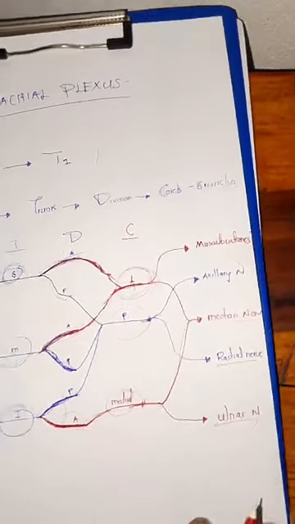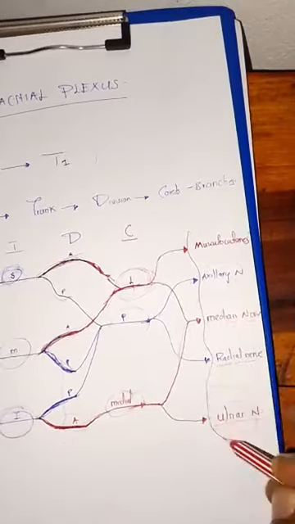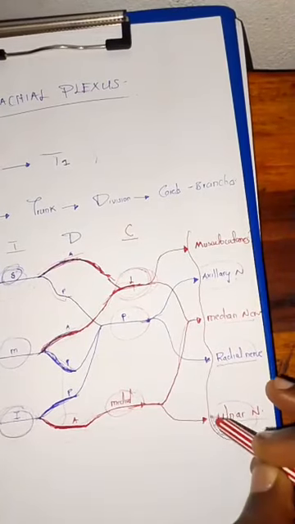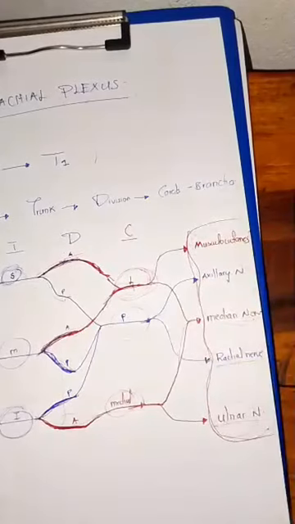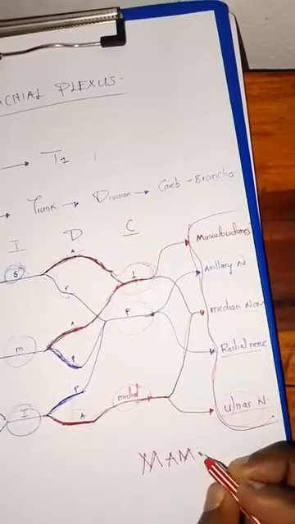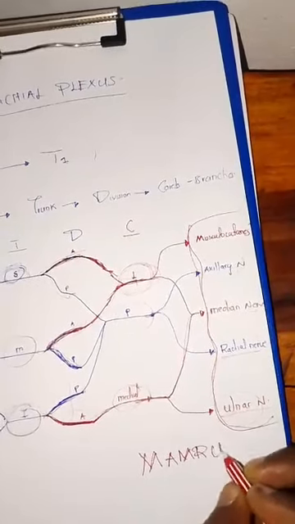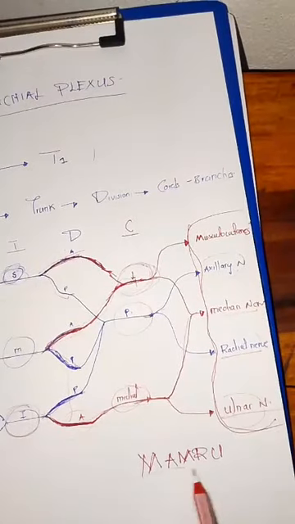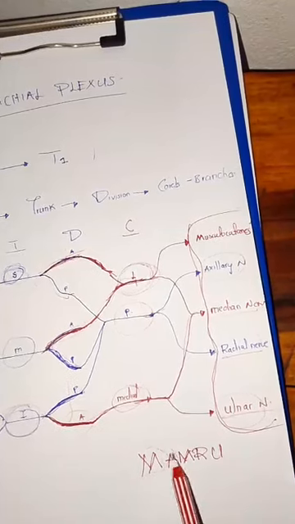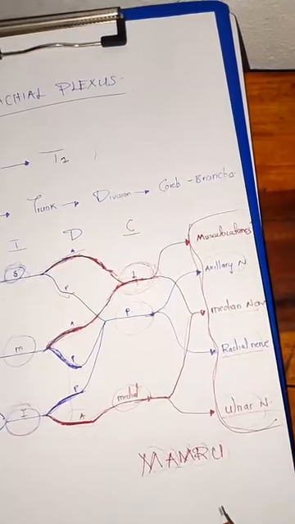So there's a mnemonic that we use if you want to remember nicely these nerves that are formed. And this mnemonic can only be used if you remember them in this same format of how the branches are divided. So the mnemonic is MAMRU. So we are going to have the musculocutaneous nerve, the axillary nerve, the median nerve, the radial nerve, as well as the ulnar nerve.